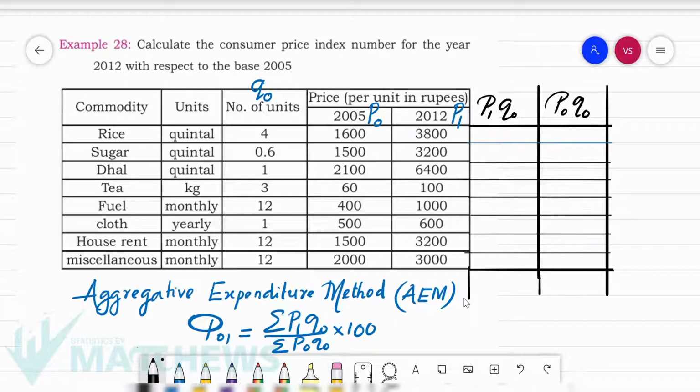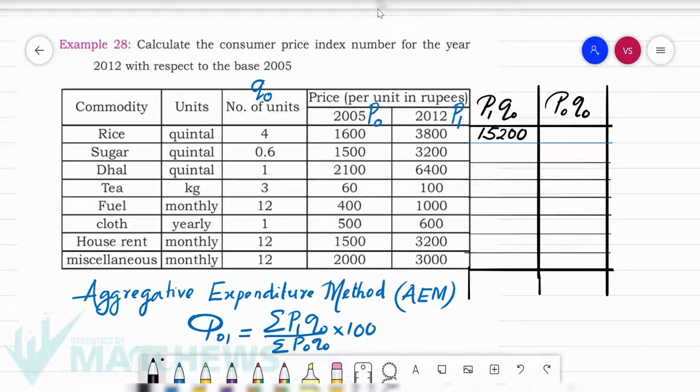That is 3,800. Okay, 3,800 into 4. Is it right? 3,800 into 4 is 15,200 students. Okay, this is the value that we get, 15,200. Fine.